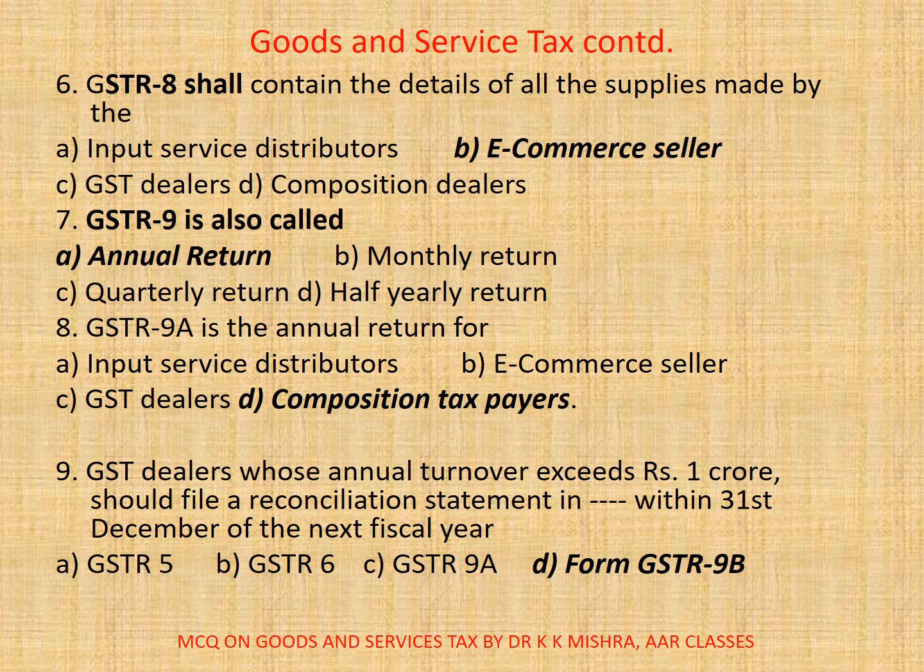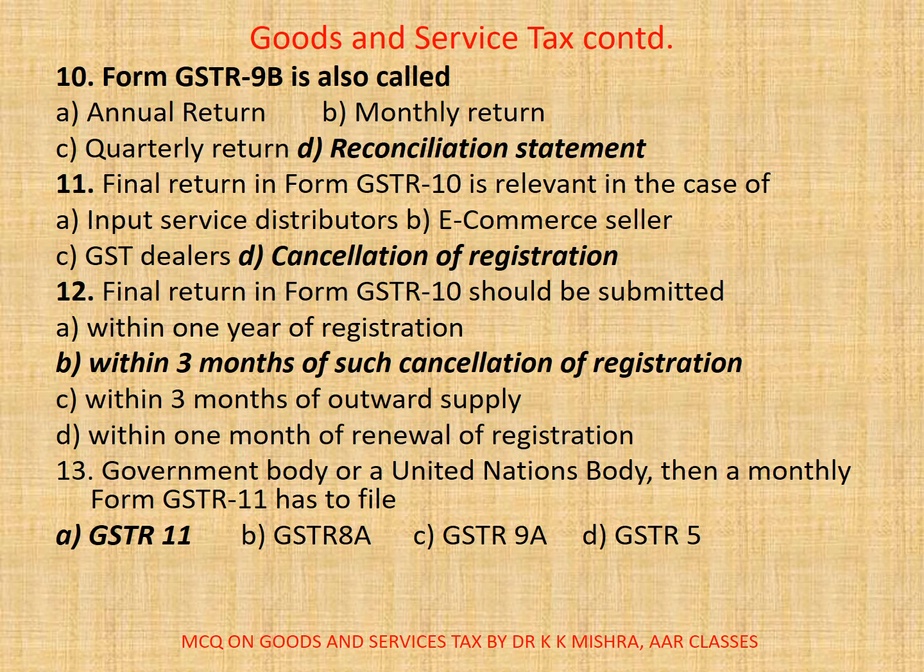Form GSTR 9B. 10. Form GSTR 9B is also called A. Annual return, B. Monthly return, C. Quarterly return, D. Reconciliation statement. Here correct option is D. Reconciliation statement. 11. Final return in form GSTR 10 is relevant in the case of A. Input service distributors, B. E-commerce seller, C. GST dealers, D. Cancellation of registration. Here correct option is D.